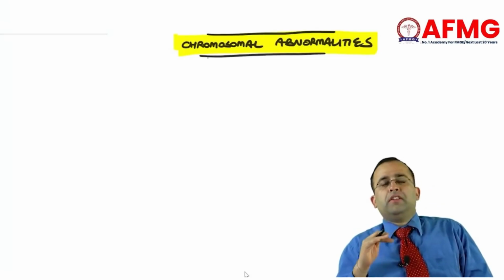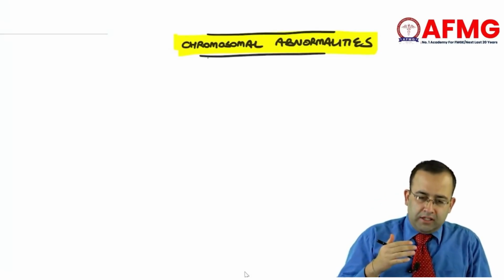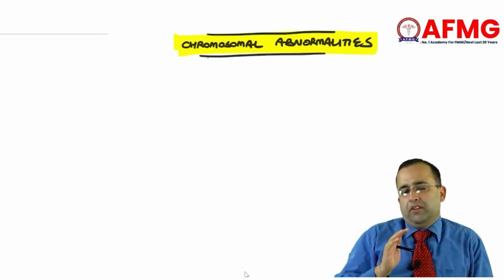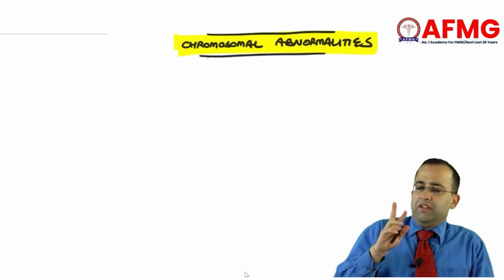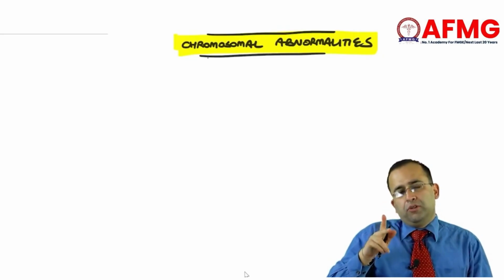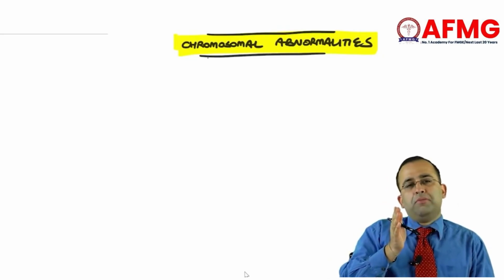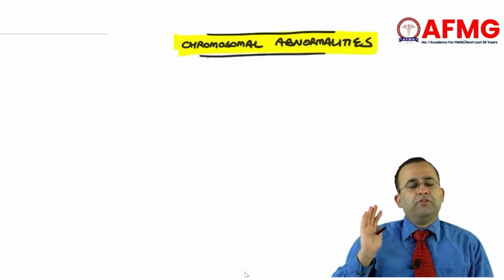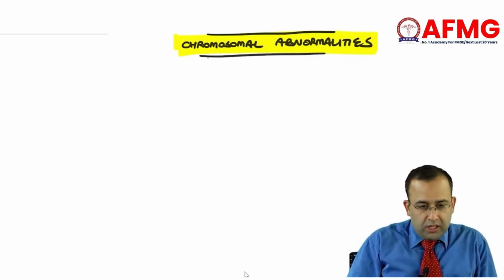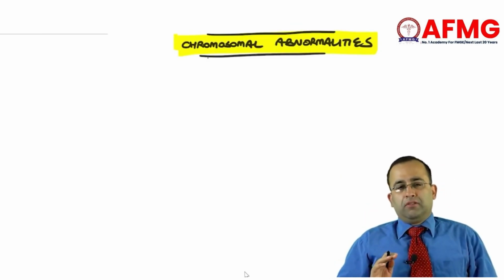So this gets us to our next category of genetic diseases, that is chromosomal abnormalities. You very well know that we have divided chromosomal abnormalities into two: chromosomal abnormalities in number and structure of chromosomes. You know that. So let us start with chromosomal abnormalities.